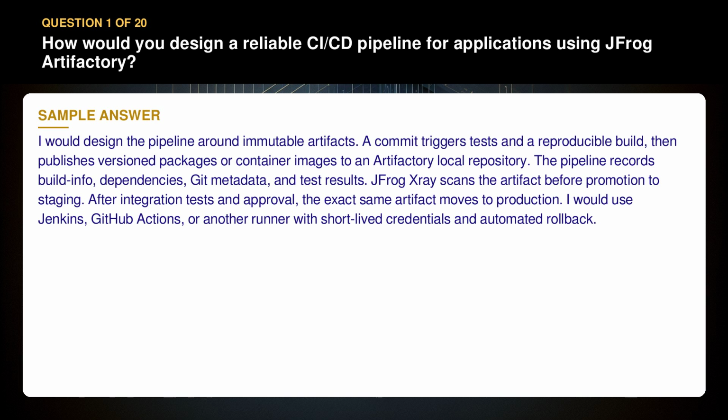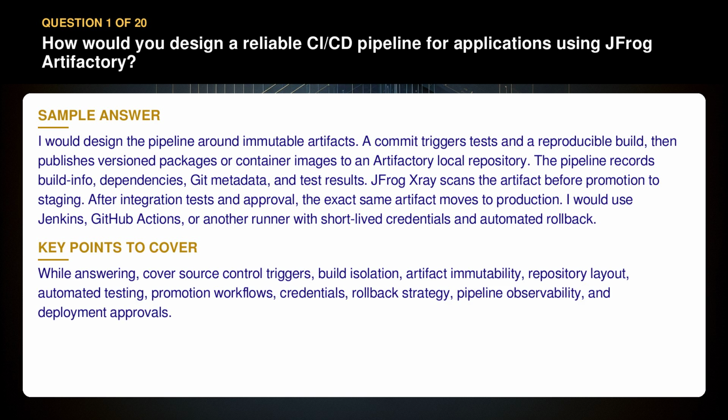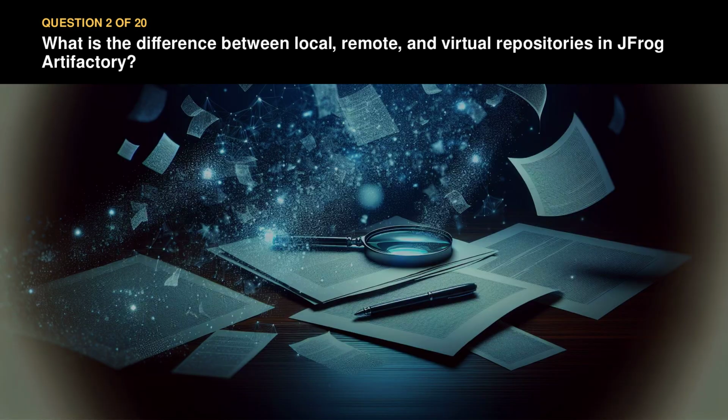After integration tests and approval, the exact same artifact moves to production. I would use Jenkins, GitHub Actions, or another runner with short-lived credentials and automated rollback. While answering, cover source control triggers, build isolation, artifact immutability, repository layout, automated testing, promotion workflows, credentials, rollback strategy, pipeline observability, and deployment approvals.